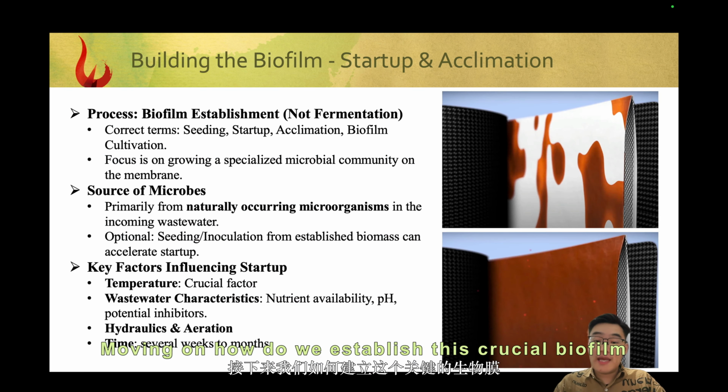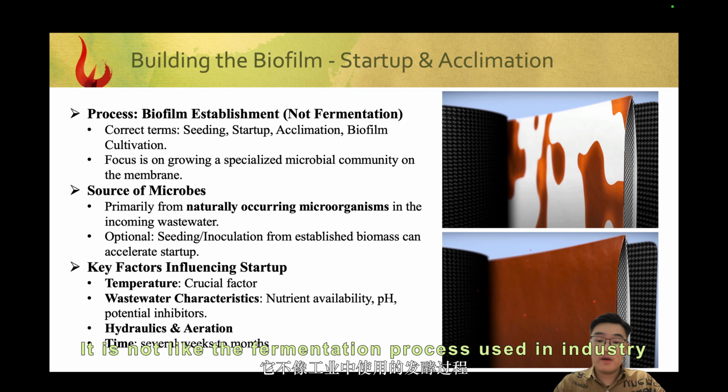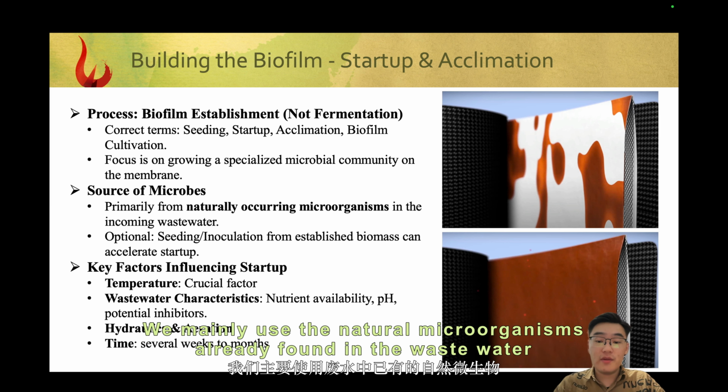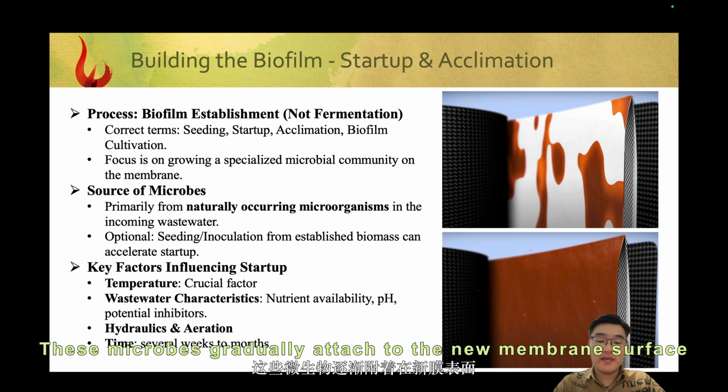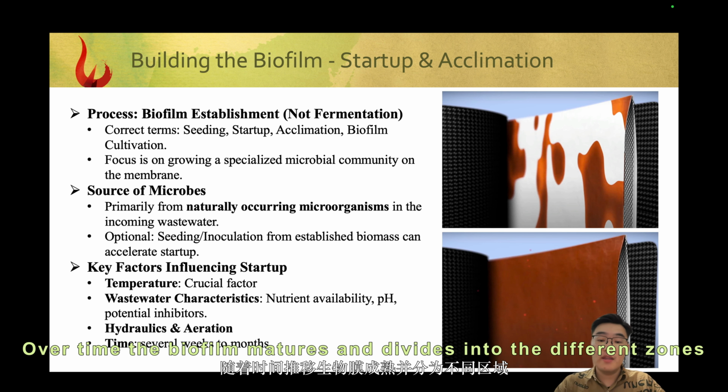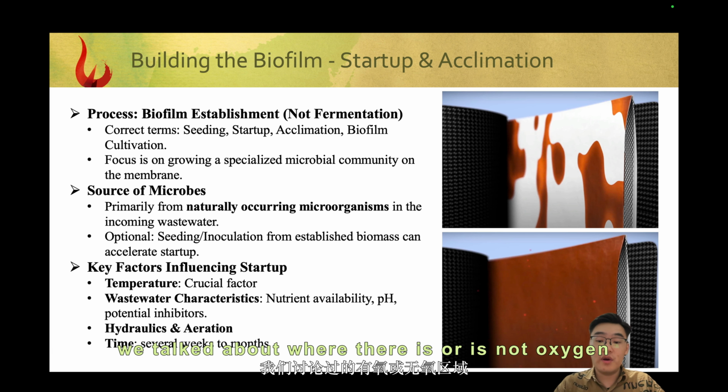Moving on, how do we establish this crucial biofilm? It's not like the fermentation process used in industry. We call this process biofilm startup, cultivation, or acclimation. We mainly use the natural microorganisms already found in the wastewater. These microbes gradually attach to the new membrane surface, grow, and produce a protective slime layer. Over time, the biofilm matures and divides into different zones we talked about, where there is or isn't oxygen.